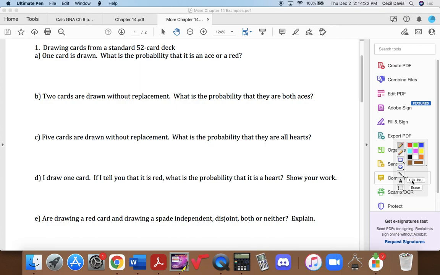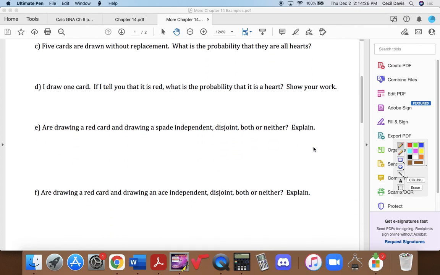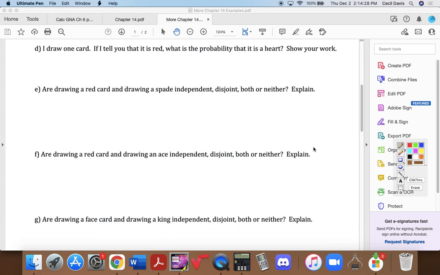Let's go on to part D. If I draw one card and I tell you that it's red, this one is pretty simple to just work out in your head, but we're going to work out why it works out that way to verify our other formula. So if I draw one card, I tell you that it's red, what's the probability that it's a heart? 0.5. Yeah, that's pretty simple.